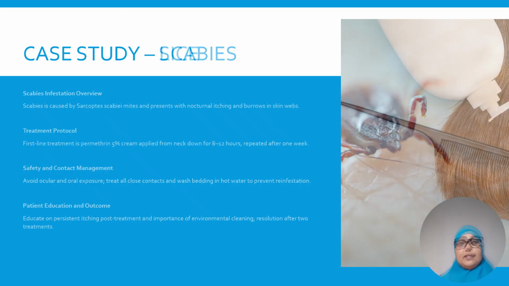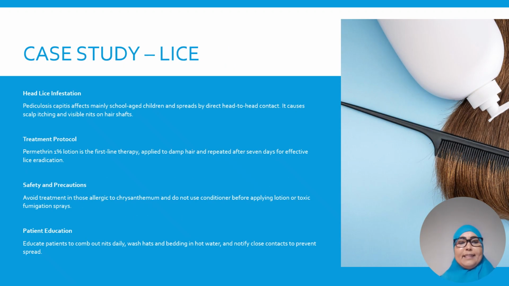This one is lice. Lice happen on the scalp causing irritation, affecting mainly school-age children, and is spread by direct head-to-head contact. It causes scalp itch and visible nits on the hair shafts. It happens mostly in school children, but it also happens in unclean environments.